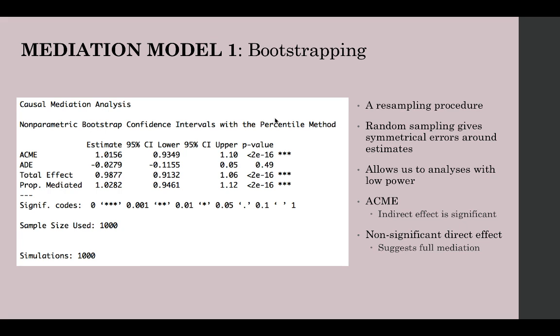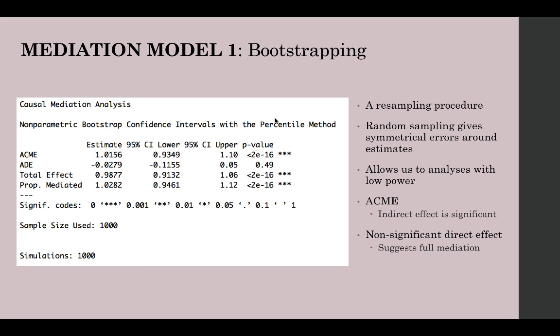So let's do some bootstrapping to see if we can get a little more confidence in these outcomes. Bootstrapping is a resampling procedure, and here we've resampled 1,000 times. And importantly, according to Preacher and Hayes, bootstrapping provides one of the most powerful and reasonable methods to get these confidence intervals for indirect effects under the majority of conditions.